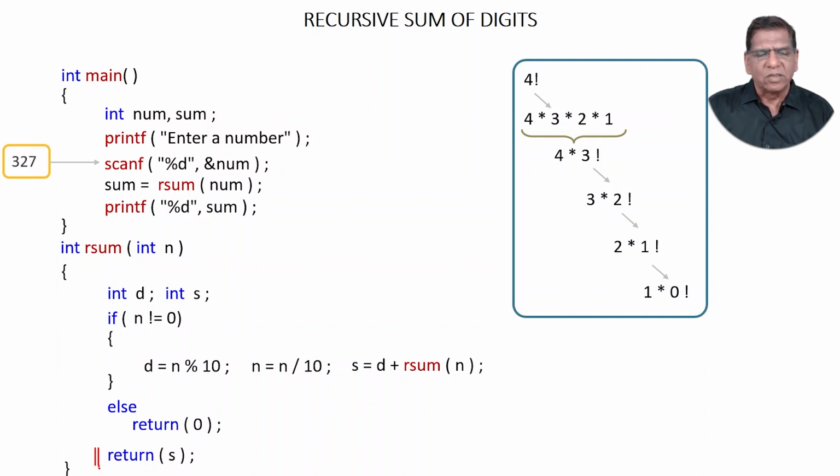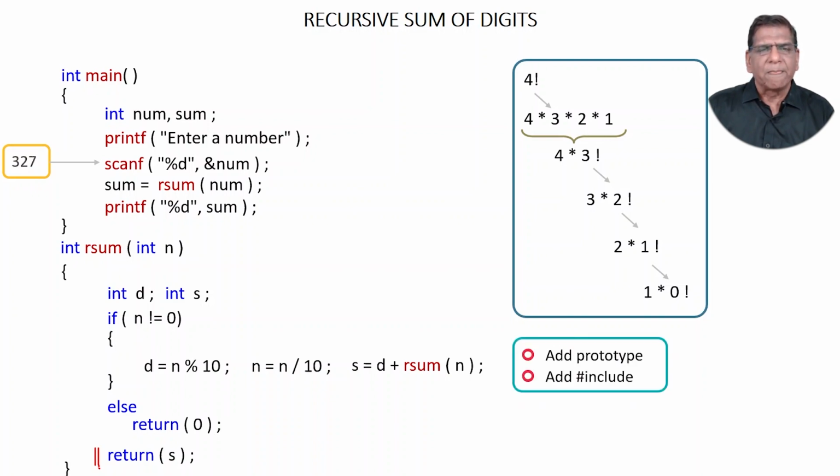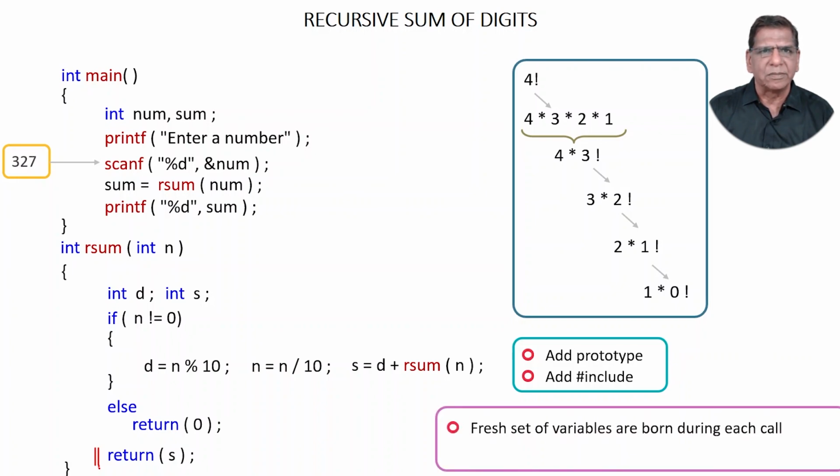Fine? So what we need to do is we need to understand this more carefully. Needless to say, at the top we will have to add the prototype declaration of rsum, and we will also have to include stdio.h. That you must do at the beginning. Now, before we try to understand the purpose of that return s, let me make a couple of statements.